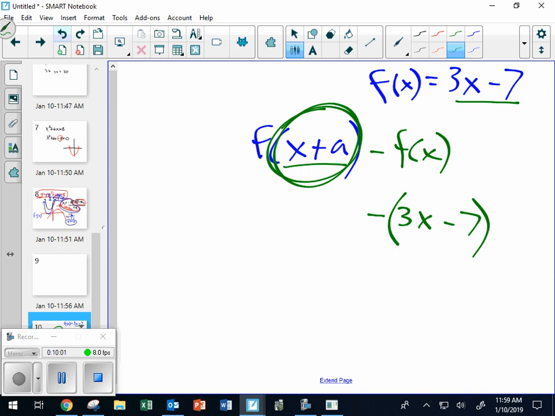Nobody has asked me about inverses yet. Are you all good with inverses? All right. Yes. Oh. Okay.